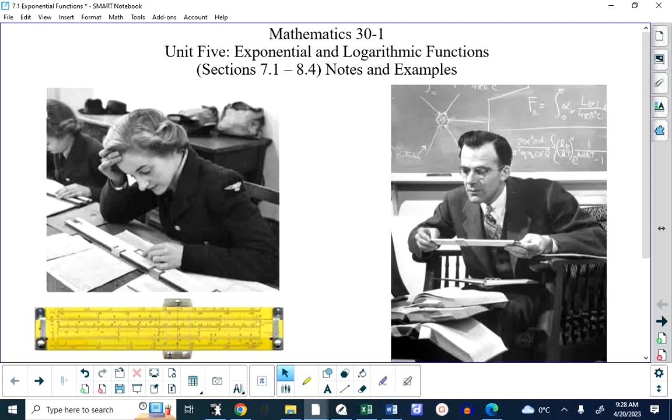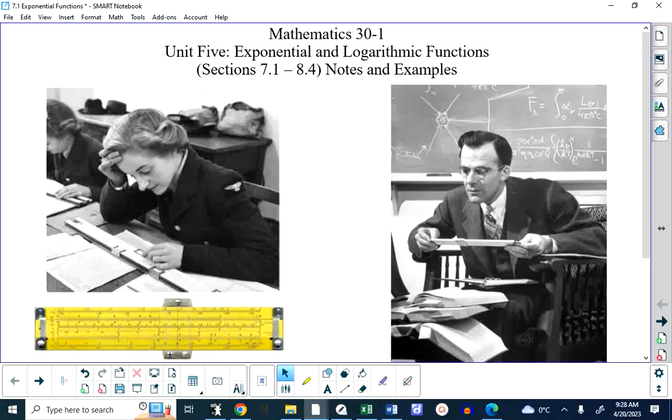If you were cool, like I was in high school, you had a little pocket slide rule. I'm just kidding. I was never cool in high school. No, I was cool, but we didn't have slide rules. By that time, we had electronic calculators. So that's why I have this on the cover of this.